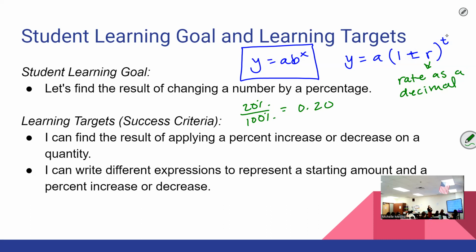And sometimes the time is just one. Sometimes you're applying the difference just one time. That's fine. And then the plus or minus just depends. Is it increasing or decreasing each time? And then we learned before, if it's greater than 1, it's growth. If it's less than 1, it's decay. So this might help you more with the 14 practice.